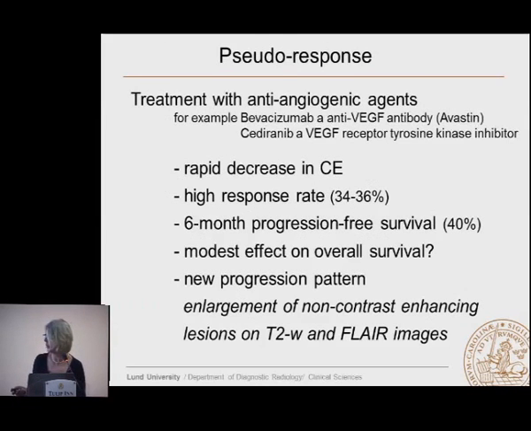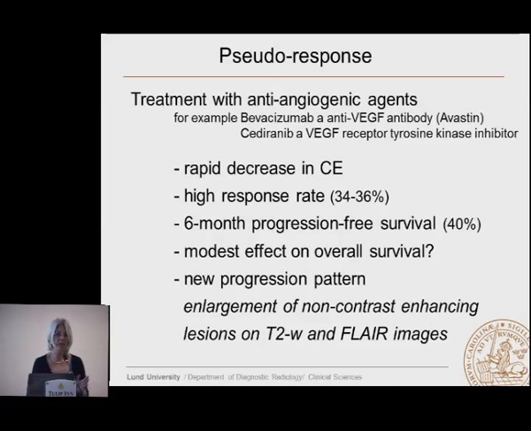So most commonly we are talking about, for example, Avastin, but also when we're using VEGF receptor tyrosine kinase inhibitors, we could have this rapid decrease in contrast enhancement and this very high response rate for patients treated with anti-angiogenic therapy. In many of these patients, you will see a pseudo-response.